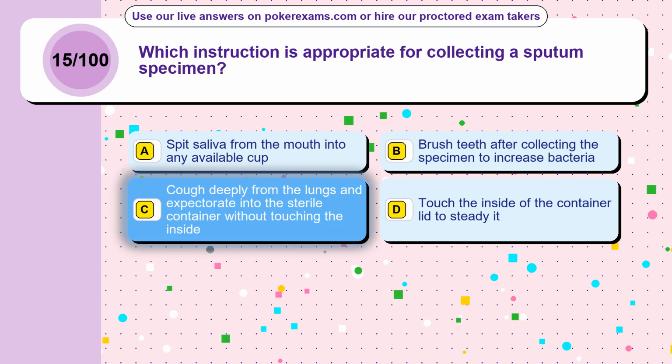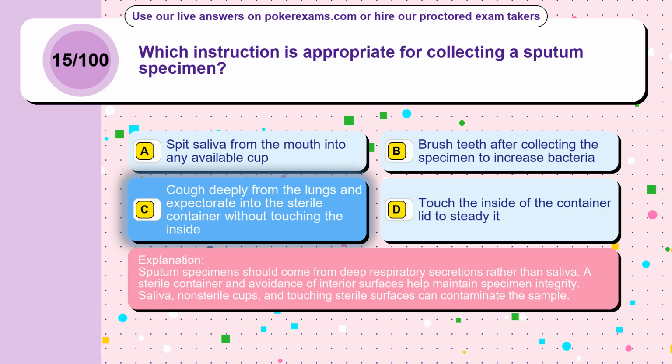The correct answer is option C, cough deeply from the lungs and expectorate into the sterile container without touching the inside. Sputum specimens should come from deep respiratory secretions rather than saliva. A sterile container and avoidance of interior surfaces help maintain specimen integrity. Saliva, non-sterile cups, and touching sterile surfaces can contaminate the sample.